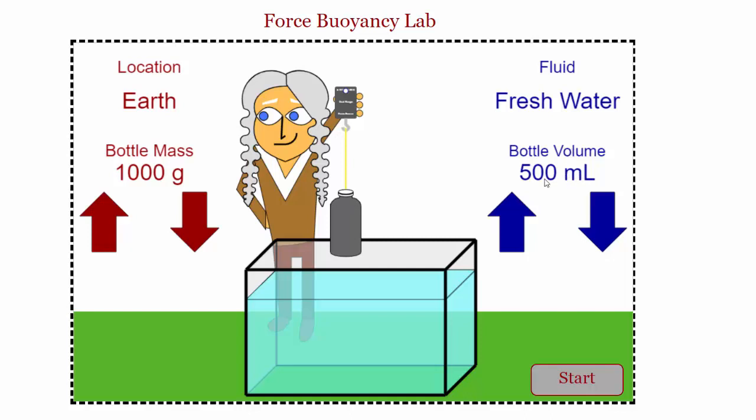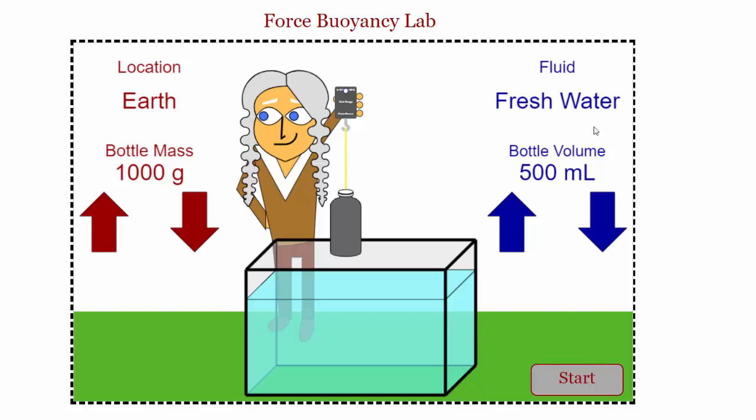500 milliliter is 0.5 liter, and 0.5 liter is 0.5 decimeter cube. So it's basically equivalent to 5 times 10 to the negative 4 cubic meter, because a decimeter cube is 10 to the negative 3 cubic meter.